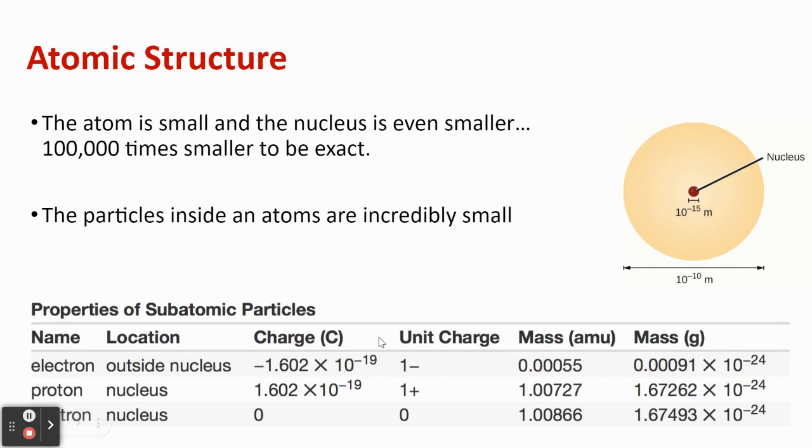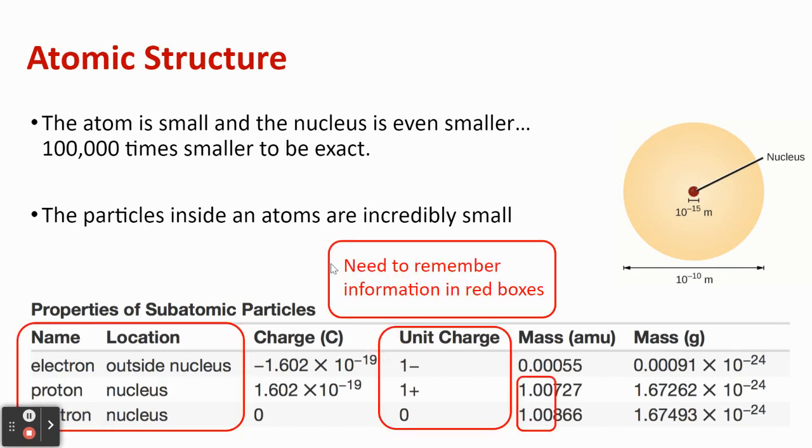So if we look here, we've got properties of the atomic particles. We really need to know the information that's in the red boxes. So we need to know that electrons are found outside the nucleus. Their unit charge is -1, and their mass is almost 0. Protons are found inside the nucleus. Their unit charge is +1, and their mass is roughly 1 AMU, atomic mass unit. And neutrons are also found in the nucleus. They have a unit charge of 0, and their mass is almost the same as the mass of a proton.